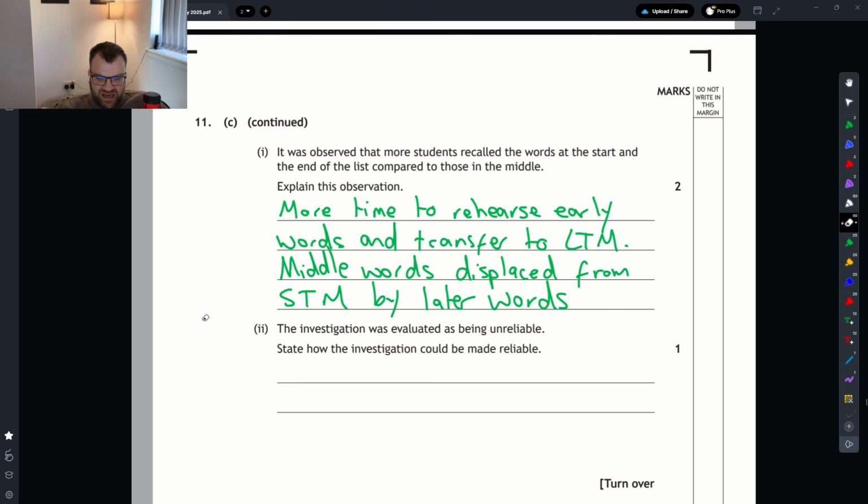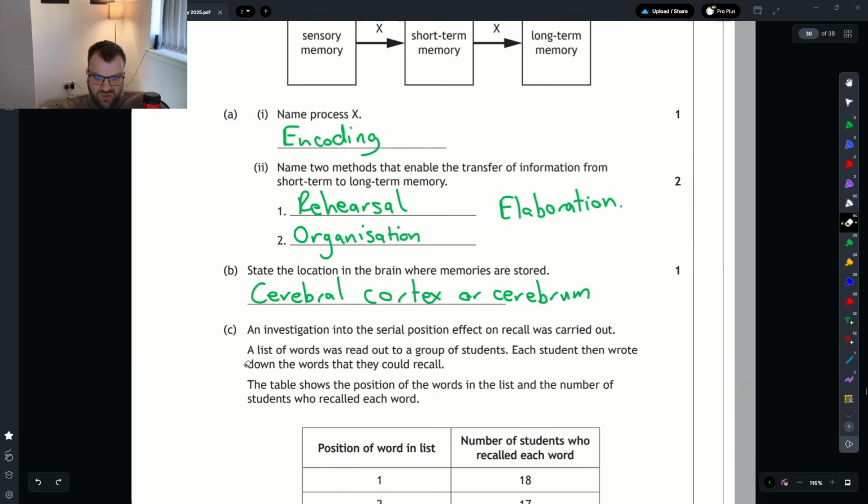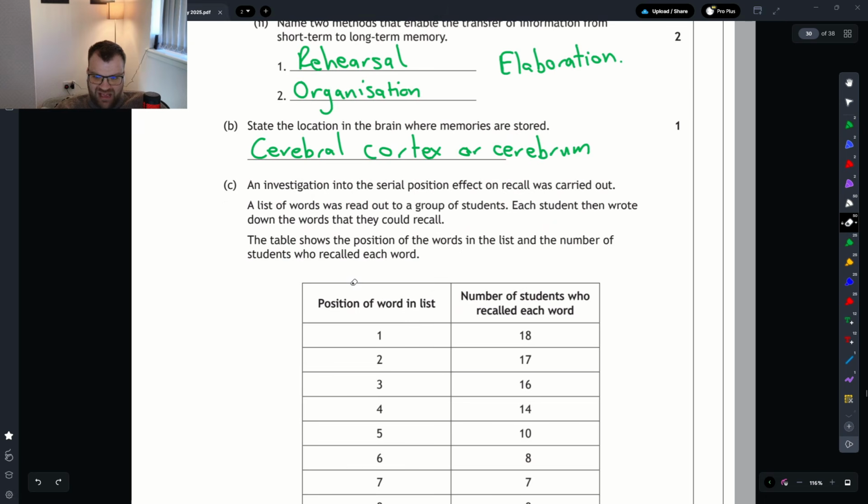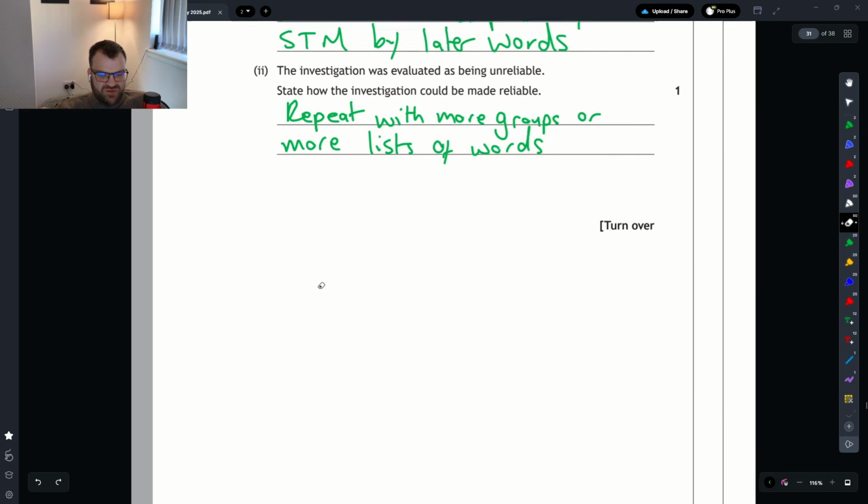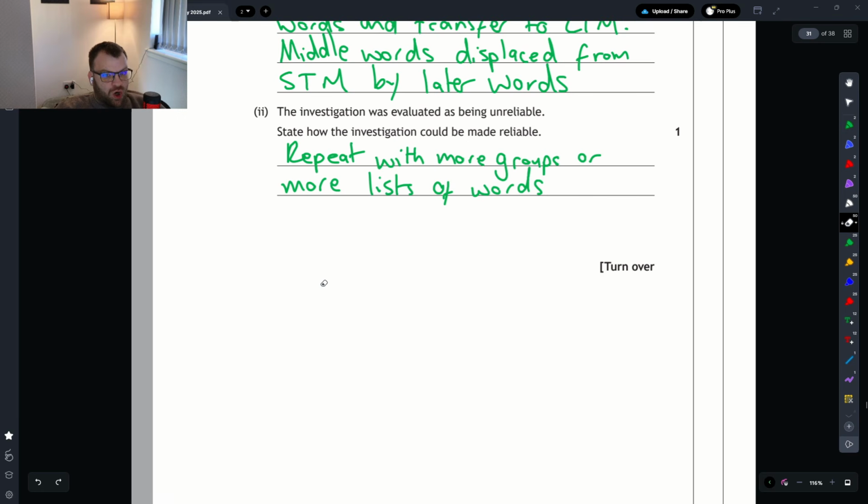They're asked about why it's unreliable. No, they're not. They're asking us how we can make it reliable. Well, we used a group of students. We'll use multiple groups of students, or repeat it with more lists of words.